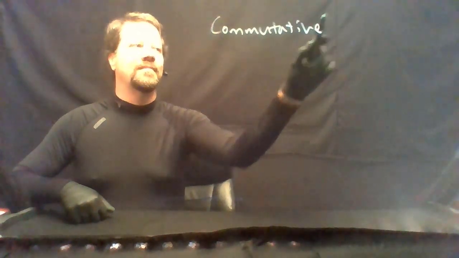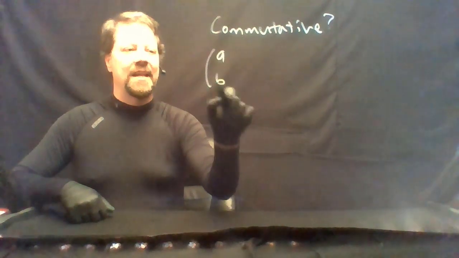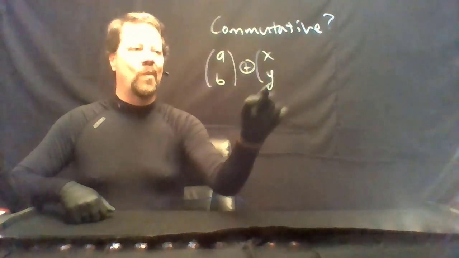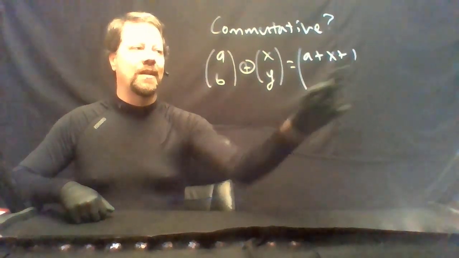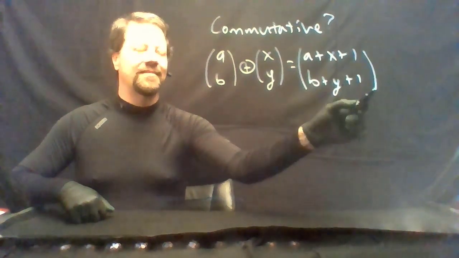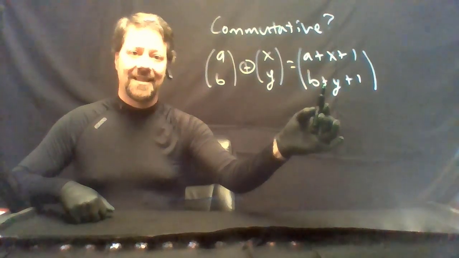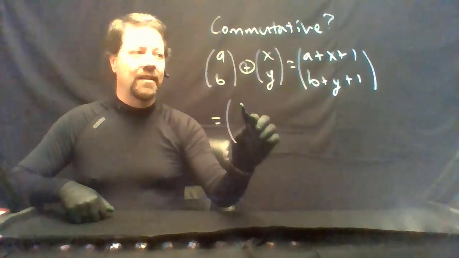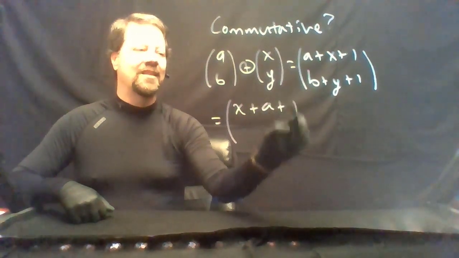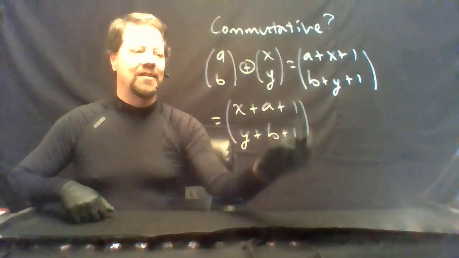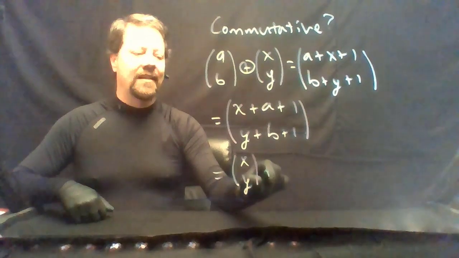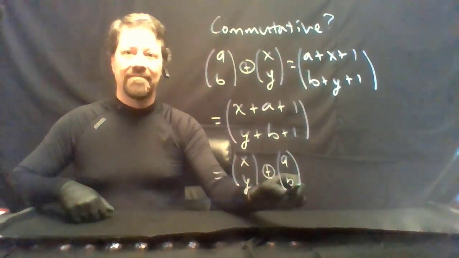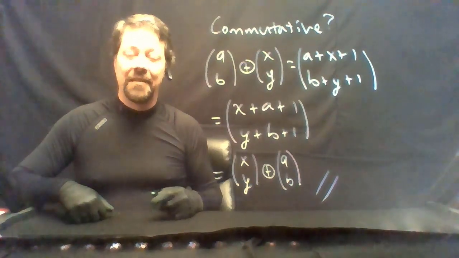Is it commutative? Let's take ab circle plus xy. According to our definition of addition, this is a plus x plus 1, b plus y plus 1. The usual notion of addition is inside of these coordinates. We can use the regular commutative law to write this as x plus a plus 1, y plus b plus 1. And then, by our definition of circle plus, that's xy circle plus ab. This notion of addition is commutative.